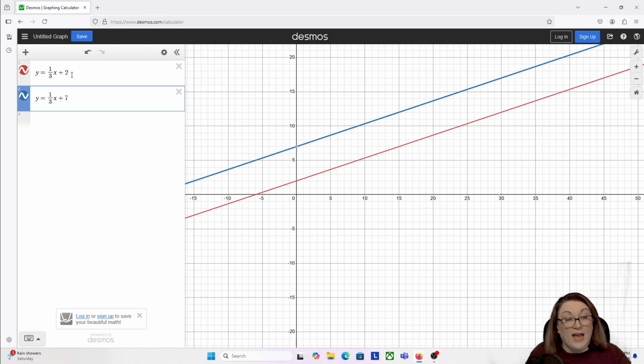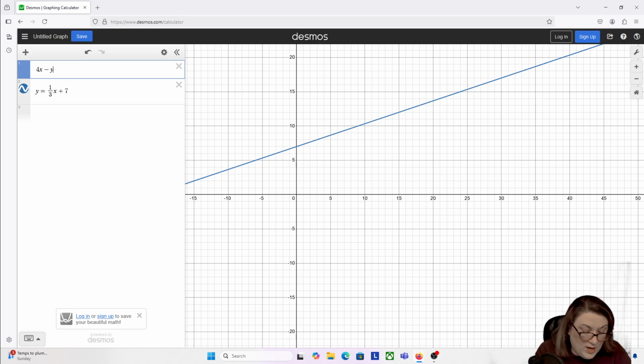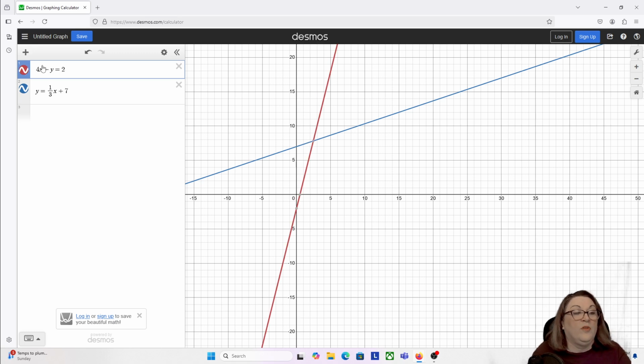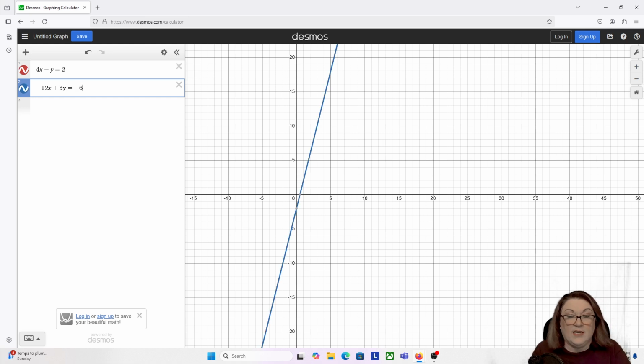Now, if I have the same line, so let me put one in here like this: 4x minus y equals 2. And then I'll do another one here: -12x plus 3y equals -6. Now, as you can see, these equations look vastly different. They're both in standard form. You cannot tell if they have the same slope or the same y-intercept or anything, right? You've got to convert those to slope-intercept form to see if that's the case.